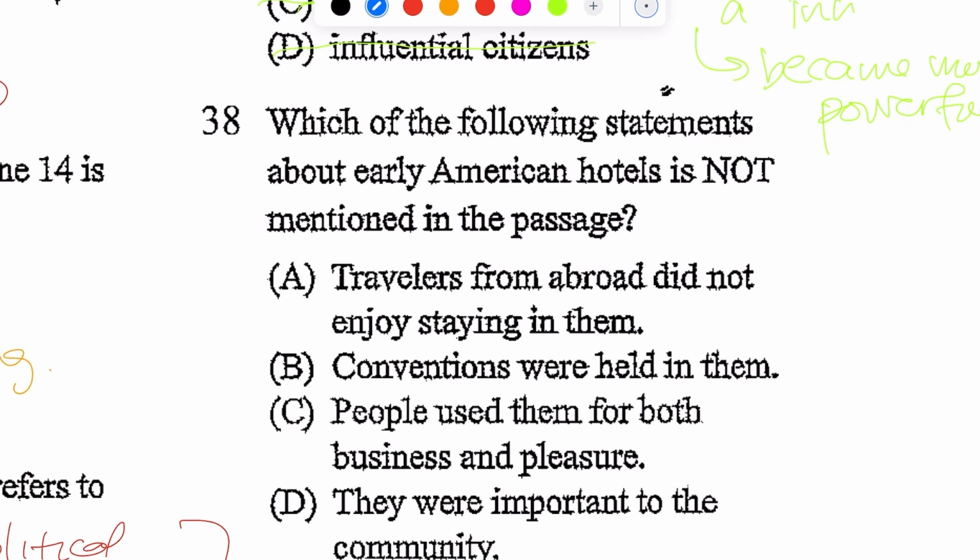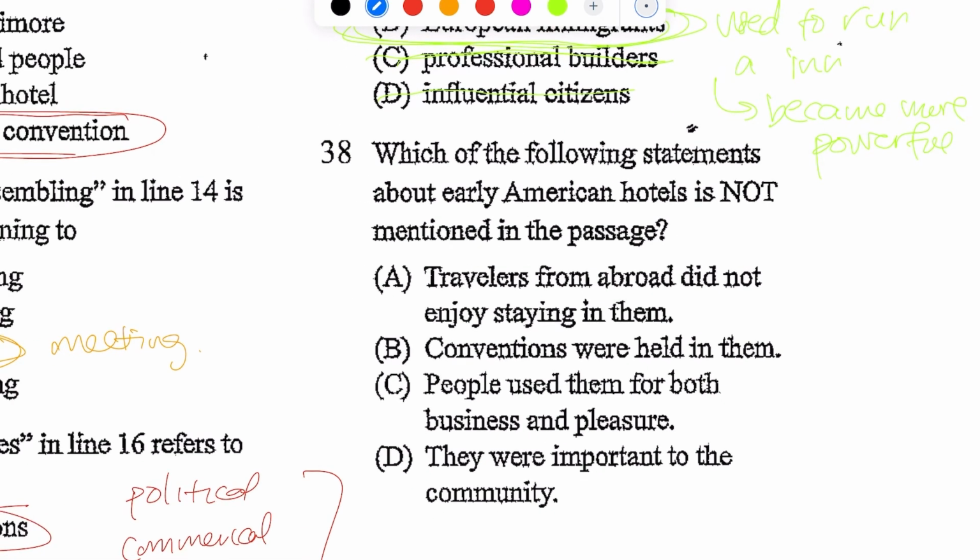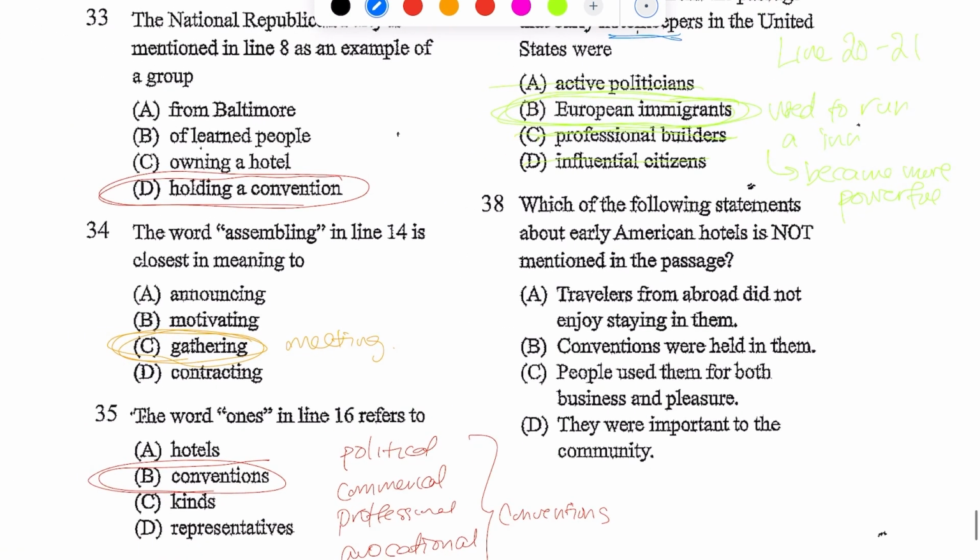Next, for number 38, which of the following statements about early American hotels is not mentioned in the passage? So you have to go through each of the choices and eliminate them. So choice A says travelers from abroad did not enjoy staying in them. Again, we didn't really get that sense. So that might be it. We don't know yet. So I'll just put a maybe.